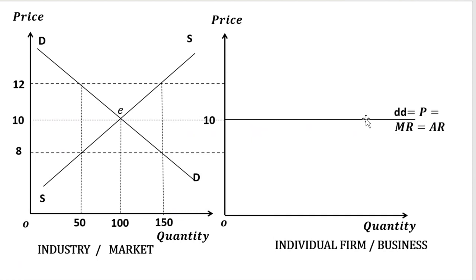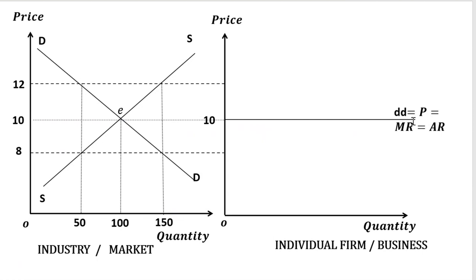That is why average revenue, how do we get average revenue? It is the total revenue divided by the quantity sold. The average revenue the business receives is therefore equal to the market price. And that is why we can say that the horizontal demand curve also represents the average revenue curve. Therefore, demand equals price, equals marginal revenue, equals average revenue.